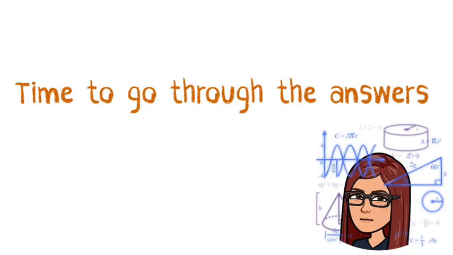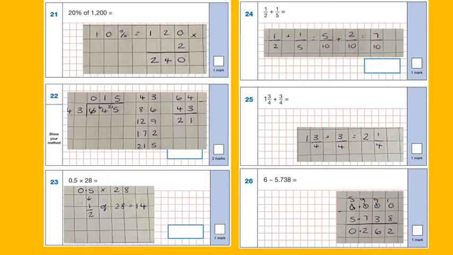Okay guys, time to go through the answers. Looking at question number 1, what is 20% of 1,200? The first thing I would do here is find 10% by dividing my answer by 10. So instead of it being 1,200, it would be 120. And once I found 10%, multiply that by 2, because that would give me 20%, which would give me the answer of 240.